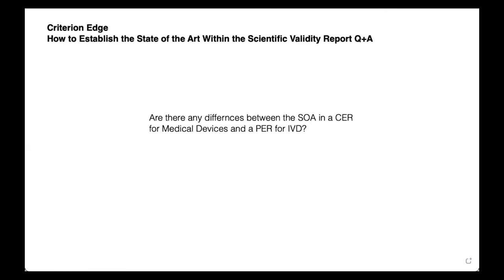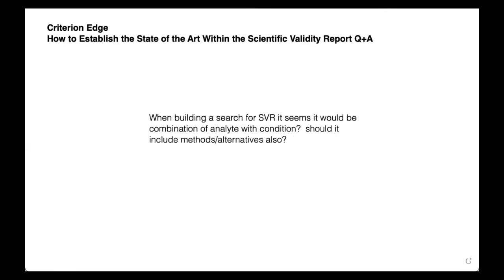Okay, we just have 2 more minutes left, so I'll squeeze in maybe one more question. When building a search for an SLR, it seems it would be a combination of analyte with the condition. Should it include methods, alternatives also? So yes, definitely. You're going to want to include a discussion of alternative technologies for detecting that particular condition.